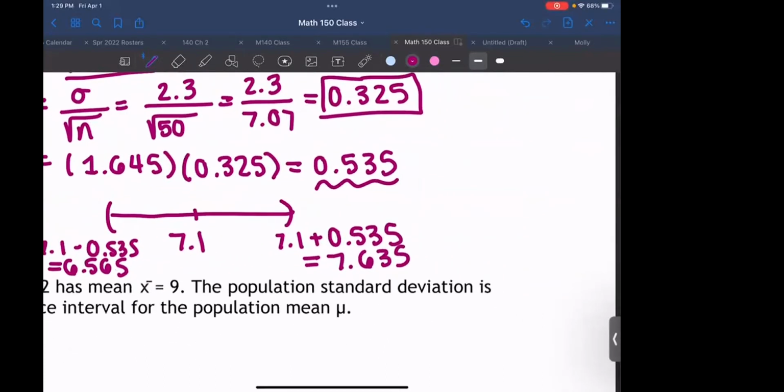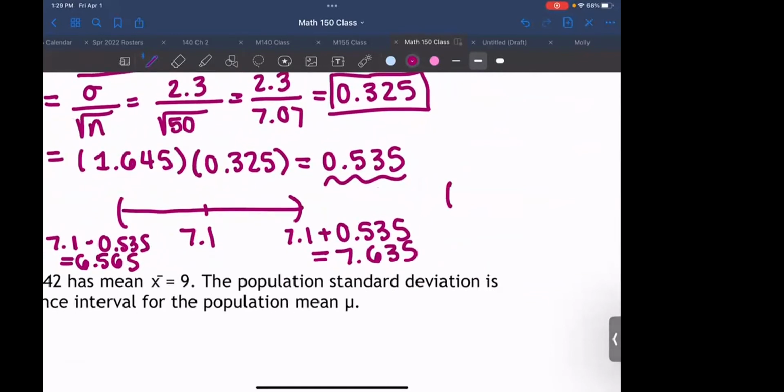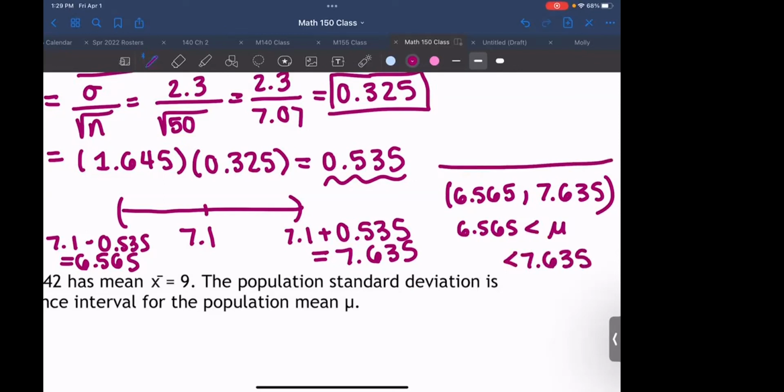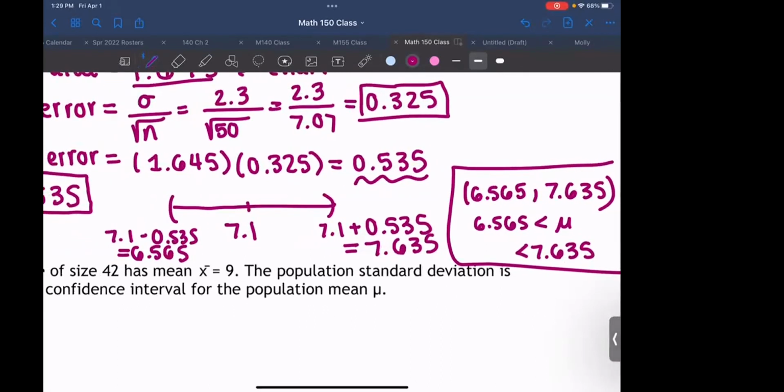So if I were to write this out, I could do interval notation, 6.565, comma, 7.635. I could also use the less than signs too. 6.565, less than the mean, less than 7.635. Okay. So we have to draw that out. You don't have to draw this, like this thing here. I like to visualize it. That's kind of how my brain works, but if you just want to add, subtract.